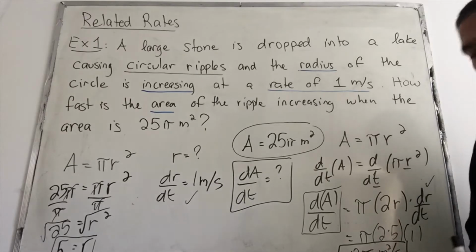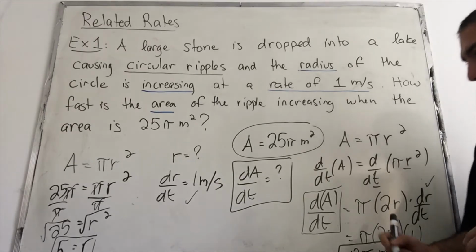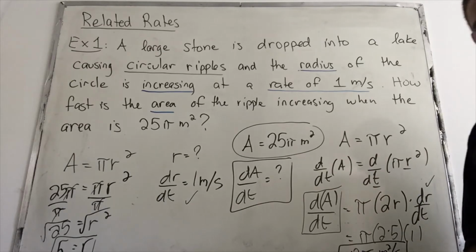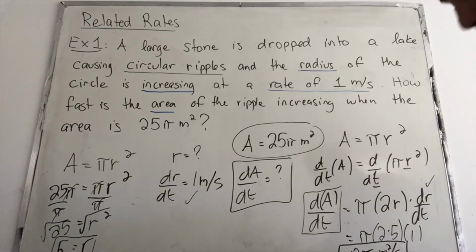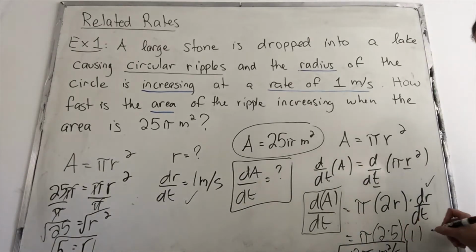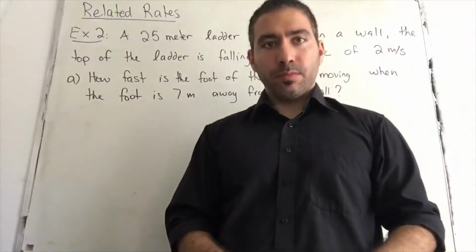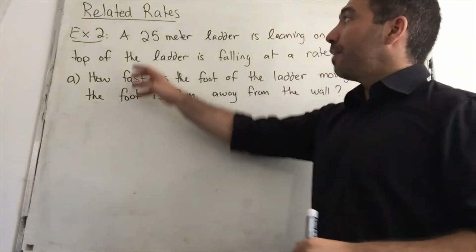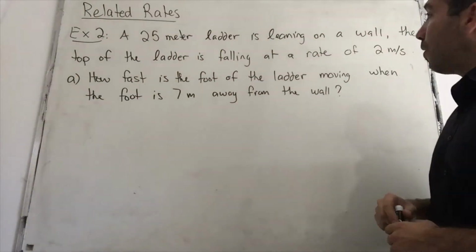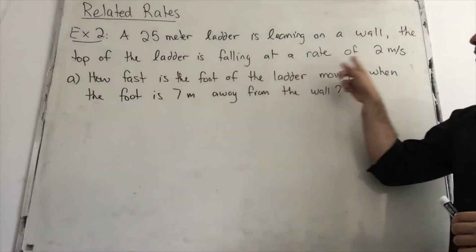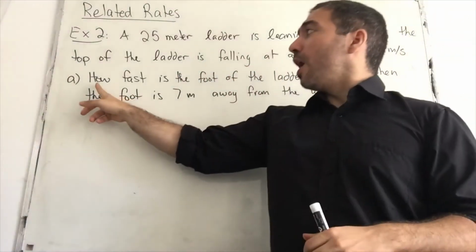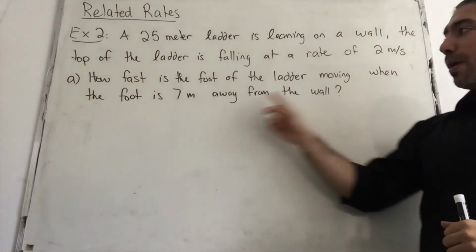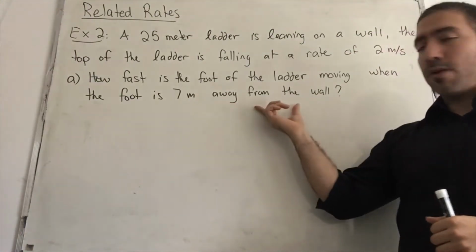So the area is 10, let me write it up here because I think it's cut. 10 pi meters squared per second. So in this example here, we have a 25-meter ladder which is leaning on a wall. The top of the ladder is falling at a rate of 2 meters per second. A. How fast is the foot of the ladder moving when the foot is 7 meters away from the wall?